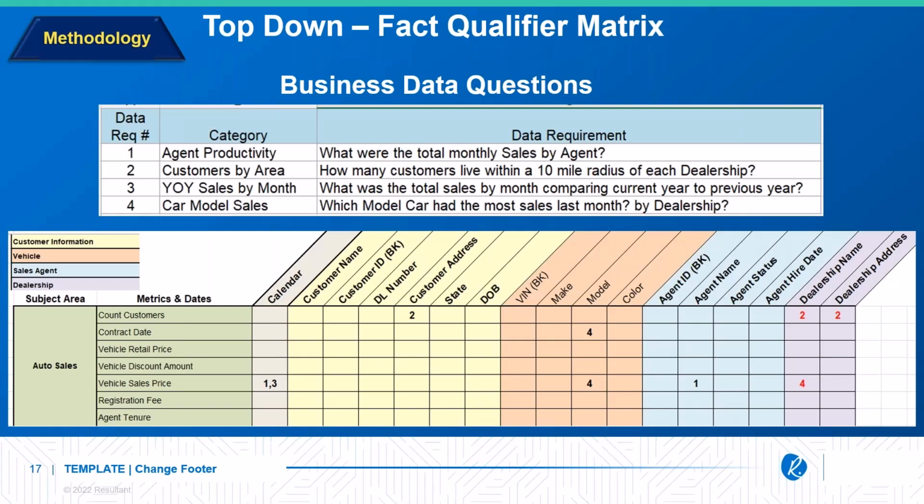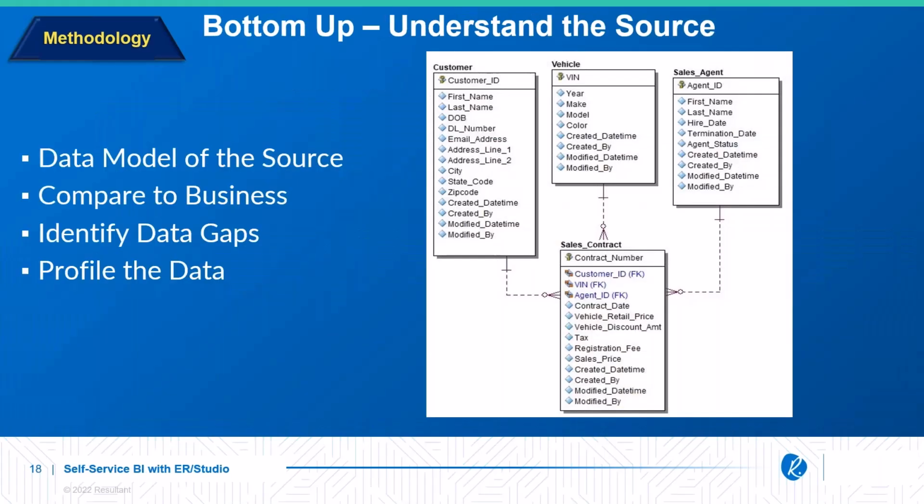This is what we use to understand what we're going to build in our info mart. What are the facts going to look like? And I can already see I'm going to have an auto sales fact, and then what are the dimensions going to be? And I already know the dimensions are going to be my calendar dim, my customer dim, my vehicle dim, and the agent dim.